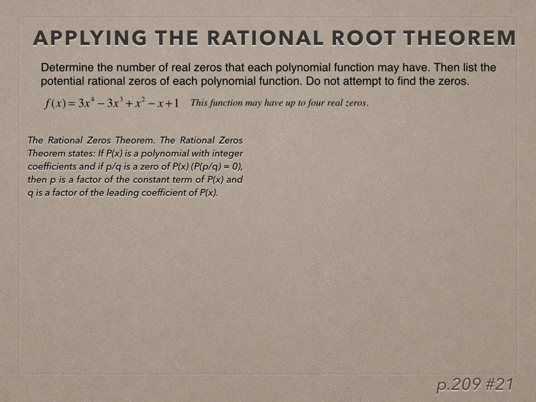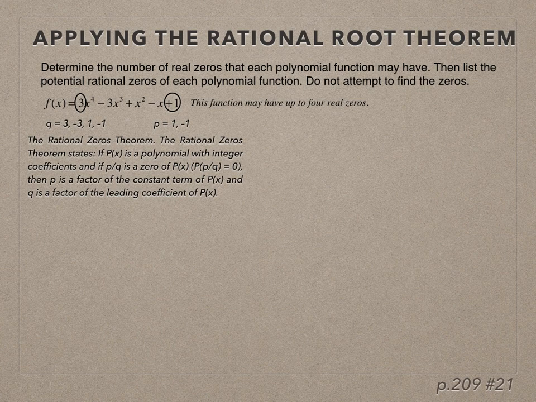So we are interested in this constant term. And the factors of positive 1 are 1 and negative 1. Those are the only two numbers that divide evenly into the constant term. Now we'll look at the leading coefficient. The factors of q are going to be 3, negative 3, 1, or negative 1.